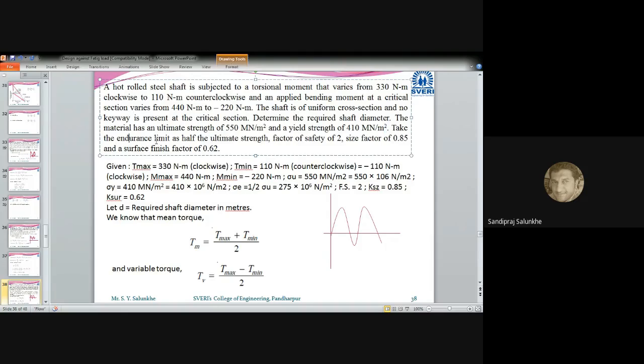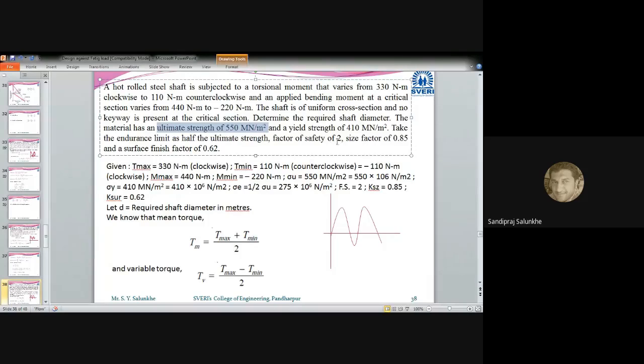Take the endurance limit as half of the ultimate strength. If you know the ultimate strength, which is mentioned over here, half of that is the endurance limit. It is stated in the problem. Factor of safety of 2. We have to take the factor of safety as 2 for both cases, that is, for the variable stress and for the mean stress, even in torsional stresses and even in bending stresses.